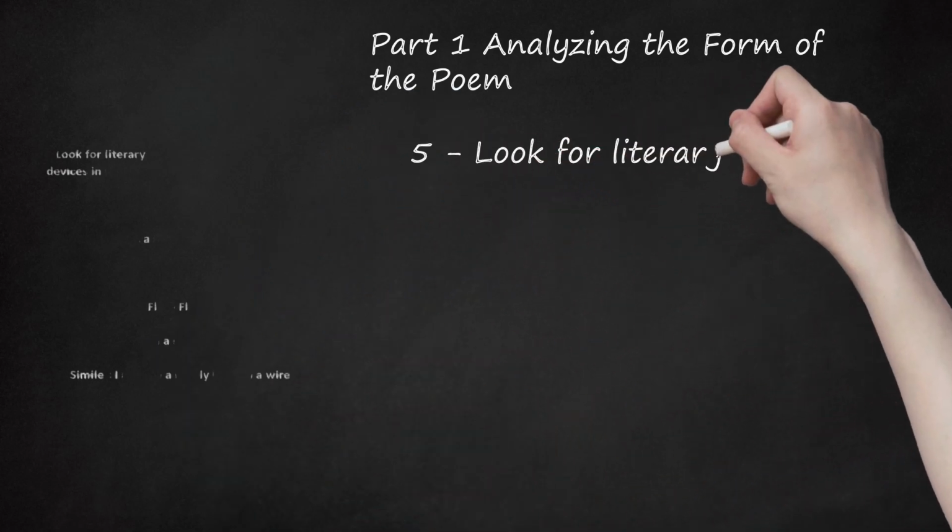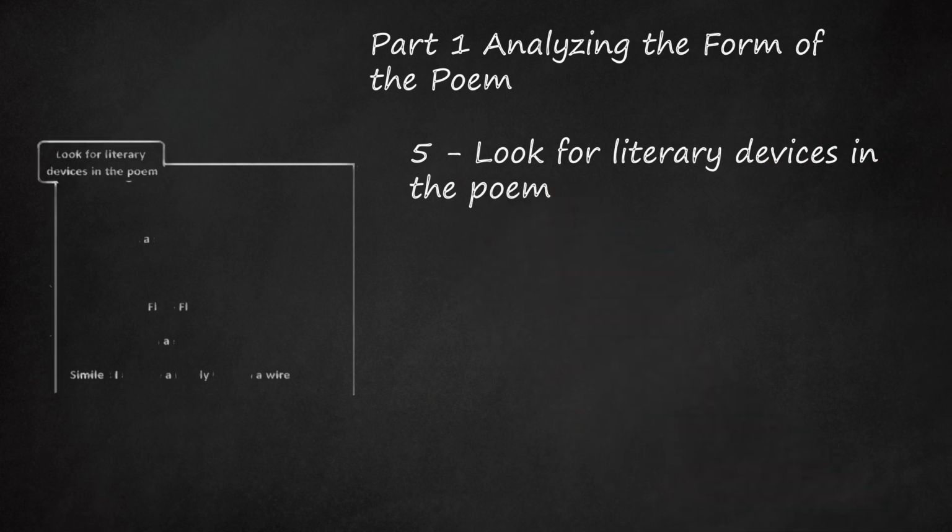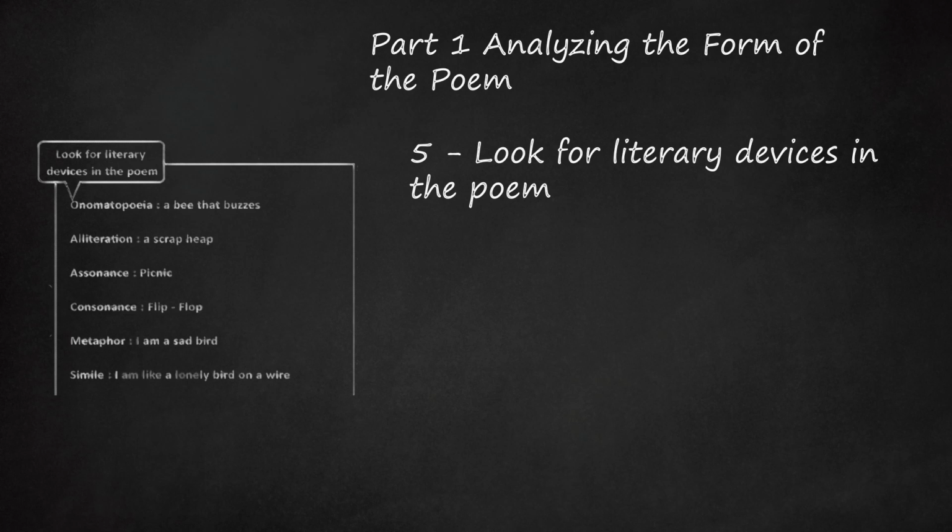5. Look for literary devices in the poem. As part of the form of the poem, the poet may use certain literary devices to add a deeper meaning or to create a more detailed image for the reader. Common literary devices include rhyme, onomatopoeia, alliteration, assonance, and consonants. Check to see if the poem contains any literary devices and consider how they add meaning to the poem overall.